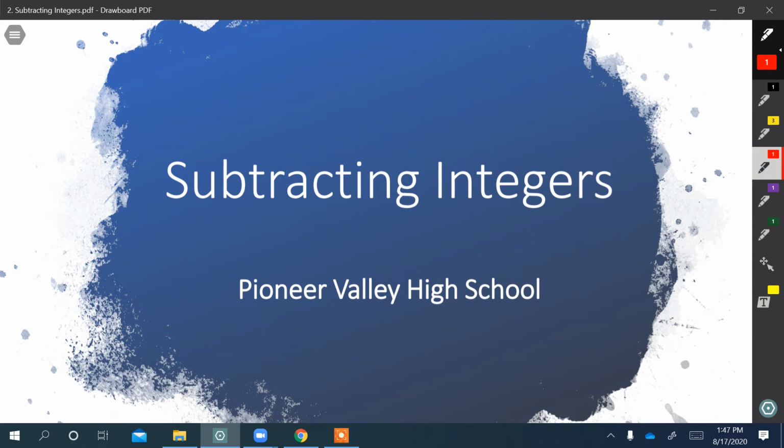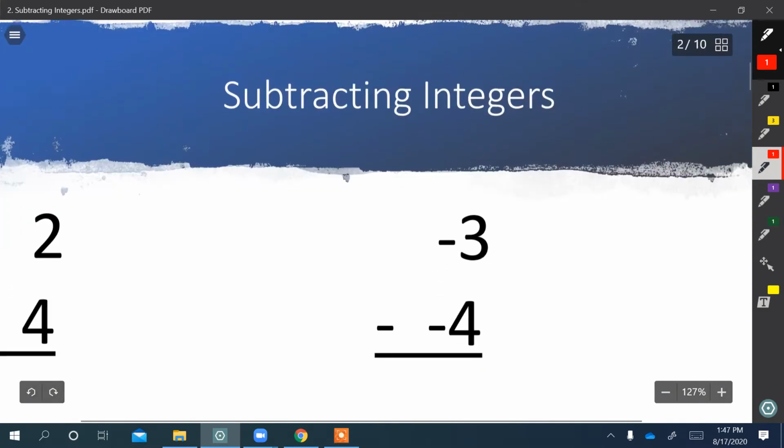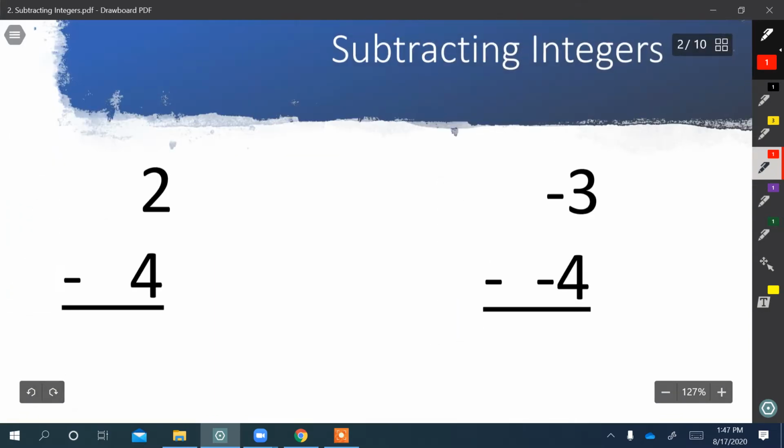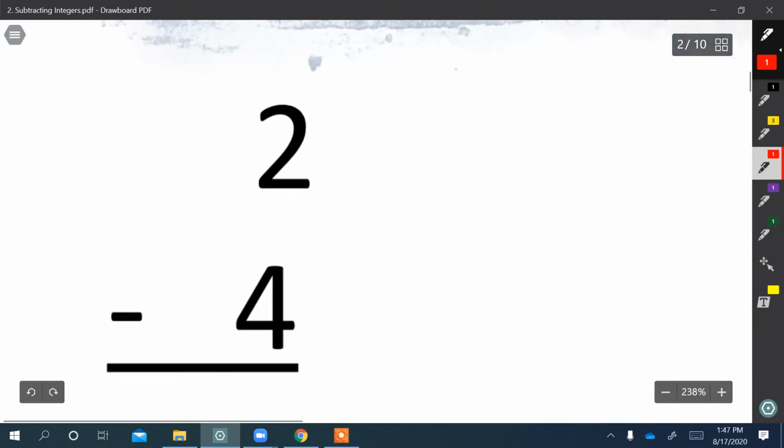Today we are going to be subtracting integers. Let's go ahead and get started. First of all, let's take a look at this problem here. It's saying 2 minus 4. You're probably thinking, how could I take 4 out of 2?